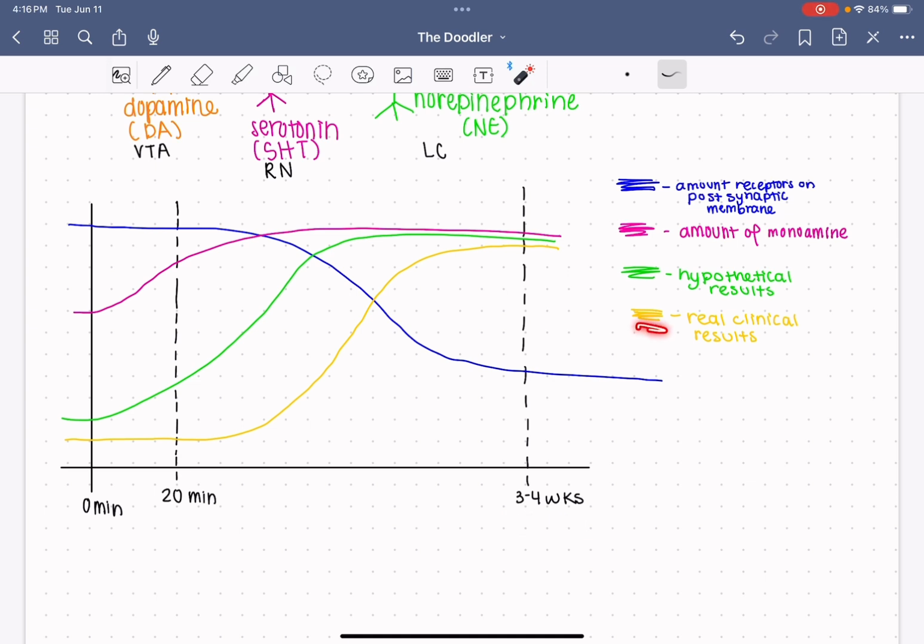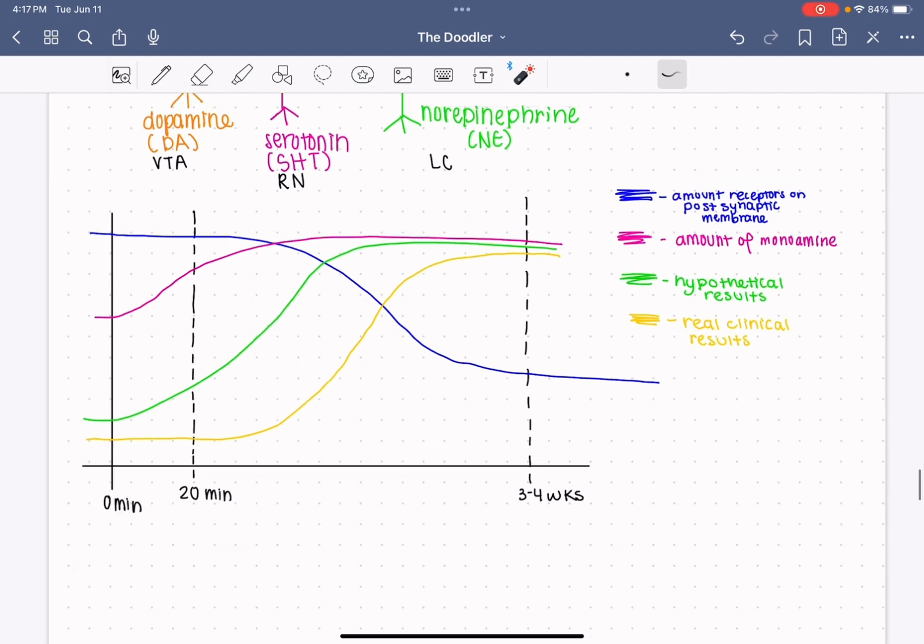So what we actually see is this yellow line here. And this yellow line shows that at around 1 to 2 weeks, you have half of the result. And then at 3 to 4 weeks, you're getting the full result. Whereas here, it's almost within the first week, you're hitting the full effect of the drug. So this is how we know that the monoamine theory is not the full story.